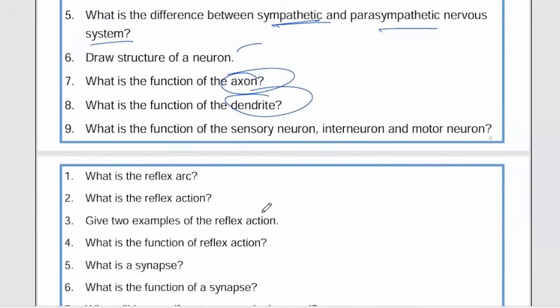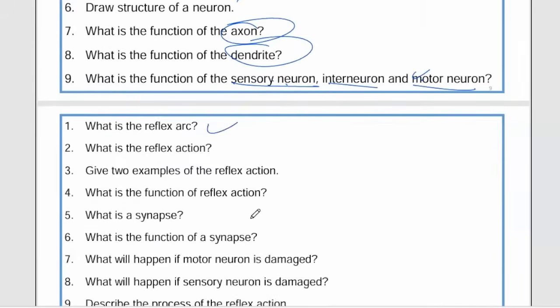What is the function of the sensory neuron, interneuron and motor neuron? Sensory neuron transmits impulse from the sensory cell or receptor to the central nervous system. Connector neuron connects the sensory neuron and the motor neuron, or transmits impulse from the sensory neuron to the motor neuron. Motor neuron transmits the impulse from the central nervous system to the effector. What is the reflex arc? It is the path traveled by the impulse during the reflex action.